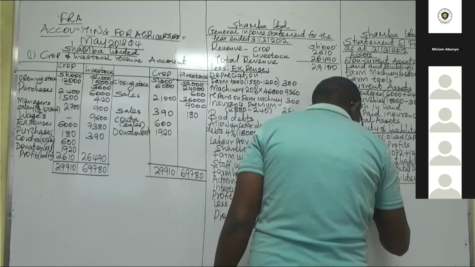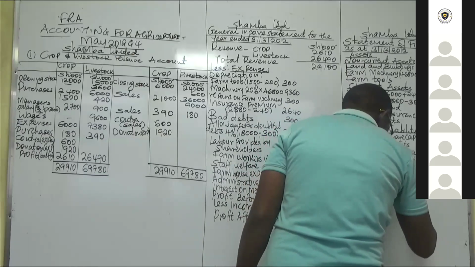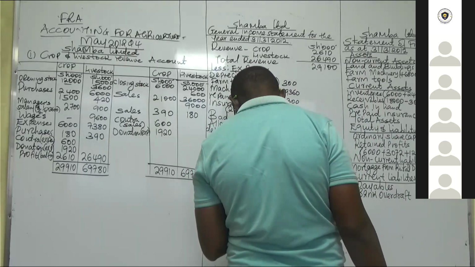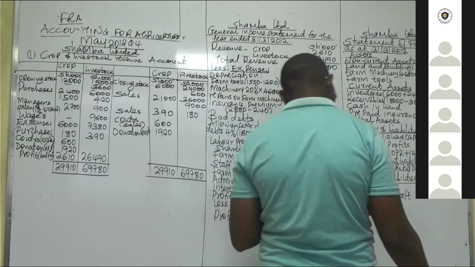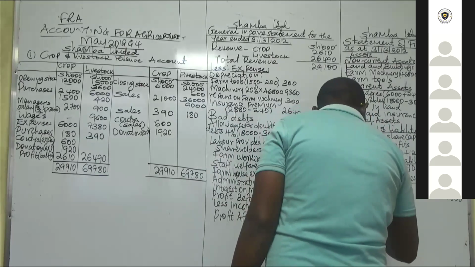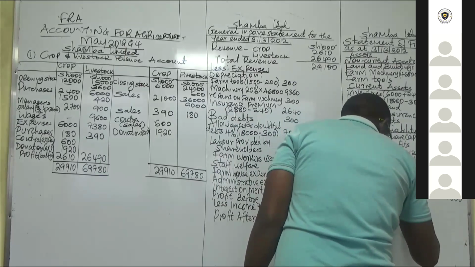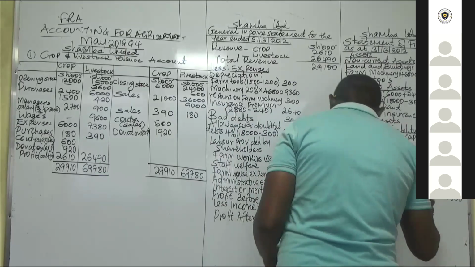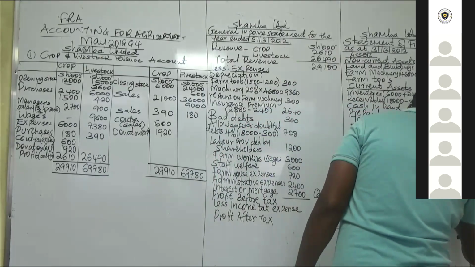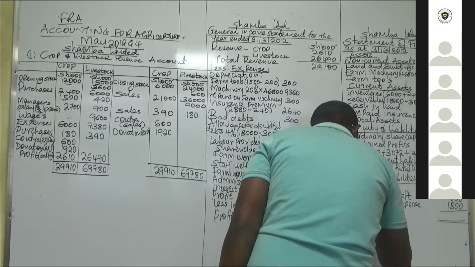The bank overdraft. The bank balance now, that is an overdraft, of how much? Bank overdraft is of how much there? 1,800. Then the income tax expense, since it was not on the trial balance, it means that they had not paid for that expense, which was of how much? 1,800. So get the total equity and liabilities.